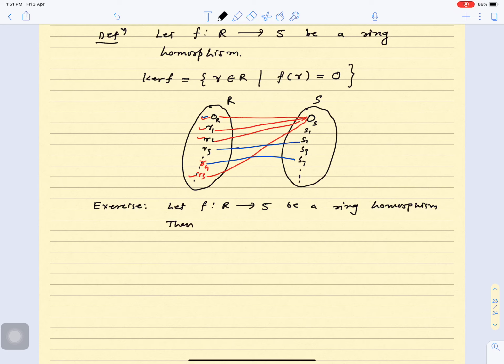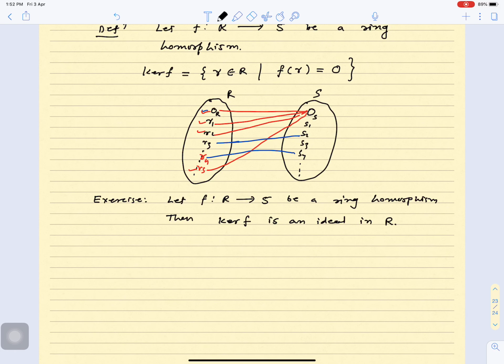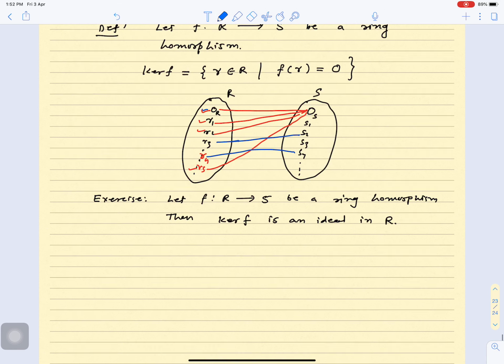Then the kernel of f is an ideal in R. It will be an ideal of the domain set. Next, let me state one theorem, the ring homomorphism theorem.